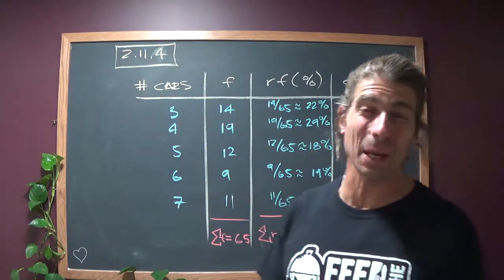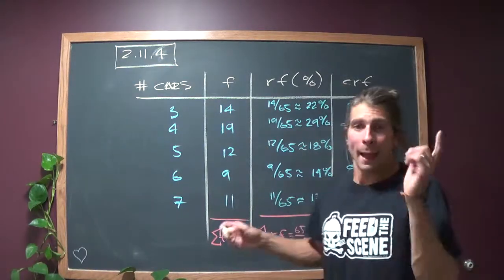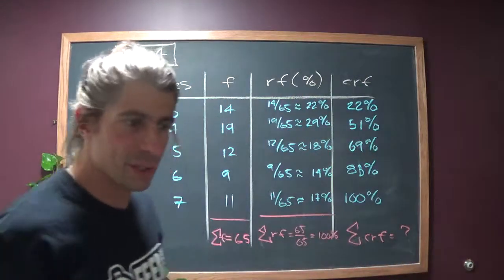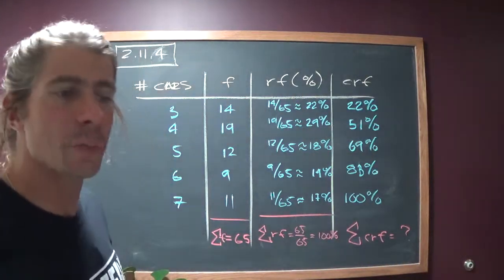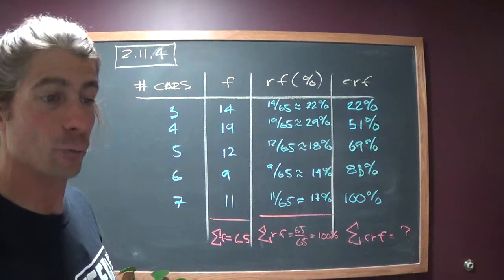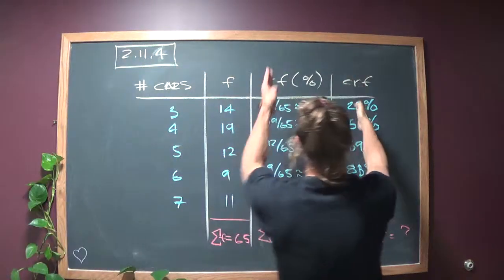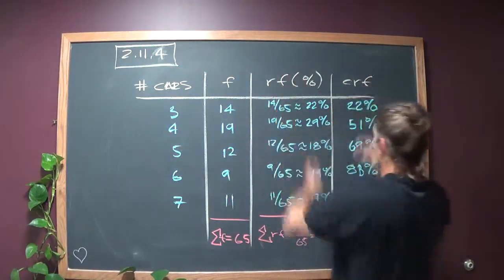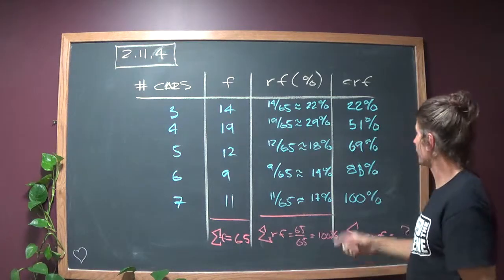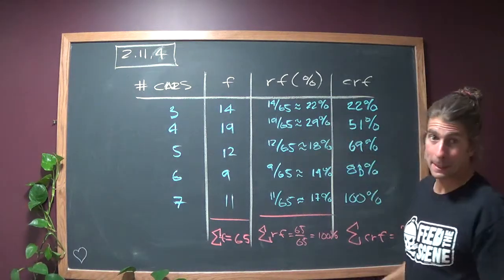This is a video to hit you with 2.11.4, a problem in the Collaborative Statistics textbook. This question follows up with the previous three. What is the difference between cumulative relative frequency and relative frequency? So now we're comparing these two columns here. And you can see what the difference is.